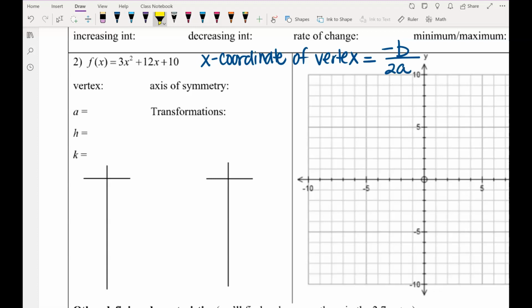I'm going to highlight this. In standard form, what's the a value for this example? 3. Guys, we can always find the a value, it doesn't matter what form it's in. So a is 3. B is how much? B is 12. C is? What's C?